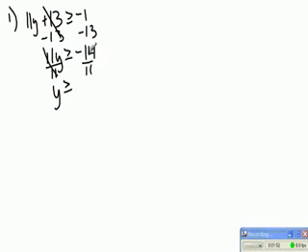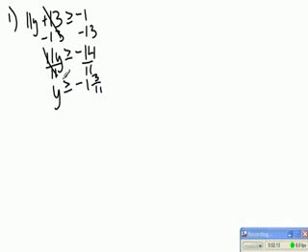Y is greater than or equal to negative 14 over 11. I can't divide negative 14 by 11 evenly, so I can leave it that way. Or to make my check a little bit easier, I could make it a mixed number. How many 11s are in 14? Well, there's a negative there, but there's one 11, and there would be 3 leftovers. So you could do it that way, or you can just leave it as negative 14 over 11.